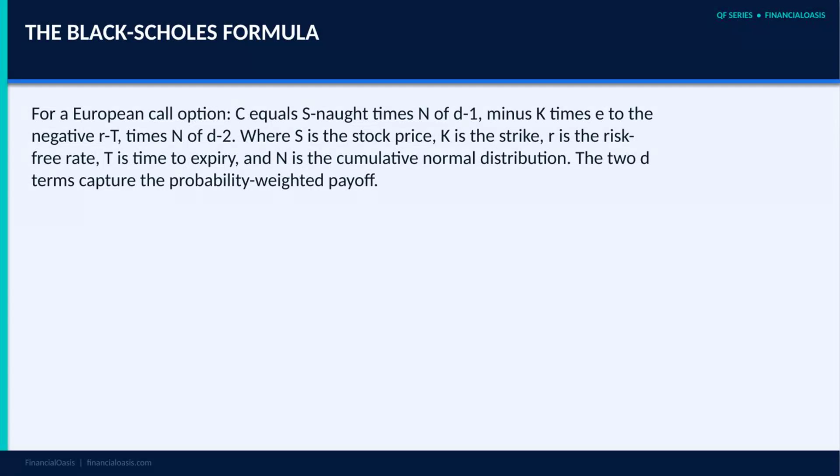For a European call option, C equals S naught times N of d1 minus K times e to the negative rT times N of d2, where S is the stock price, K is the strike, r is the risk-free rate, T is time to expiry, and N is the cumulative normal distribution. The N(d) terms capture the probability-weighted payoff.